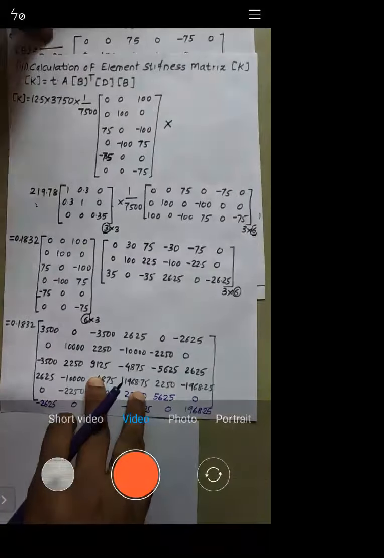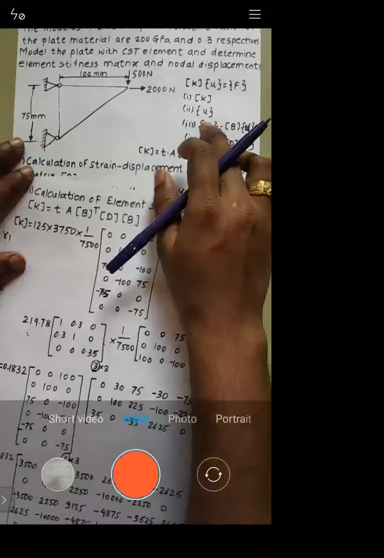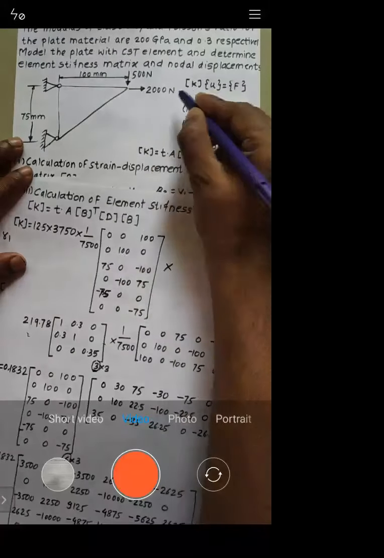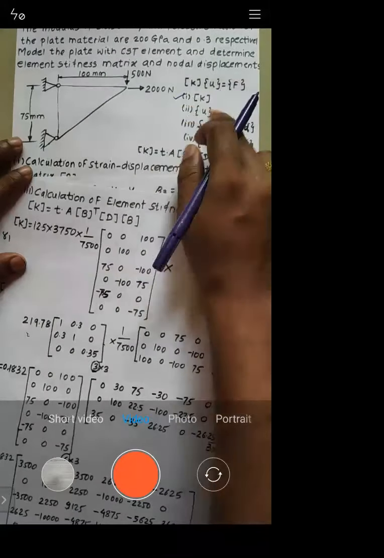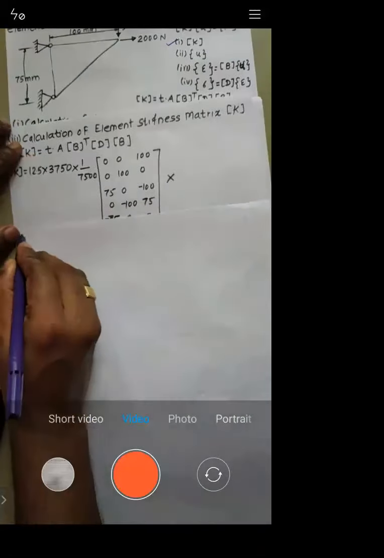So now we have calculated the value of K, the element stiffness matrix, right? So we have finished with this one. We have calculated this K, okay? Now we need to calculate displacement, right? So how to calculate displacement? Okay, we have this equation. What equation we have? Okay, so I will write down here.